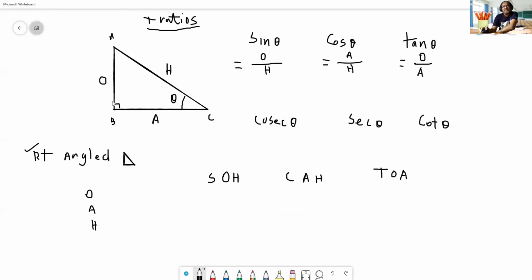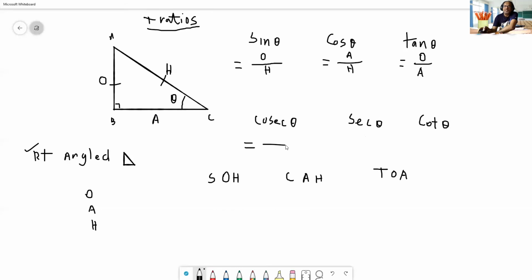So sine theta is nothing but the ratio of these two sides. Cos theta, ratio of this to this. And tan theta is opposite to adjacent. So in this way, you can remember sine theta, cos theta, tan theta. Now, what are the reciprocal ratios? These are direct ratios and these are reciprocal ratios.